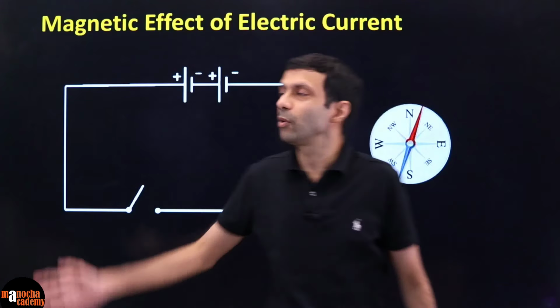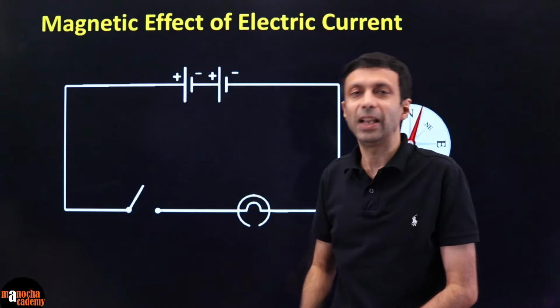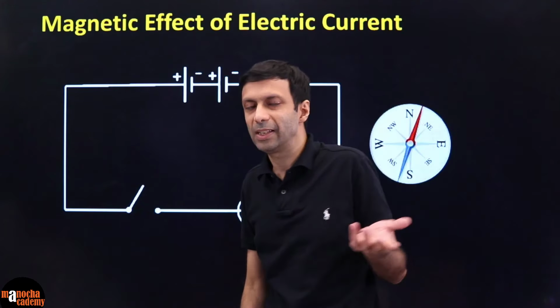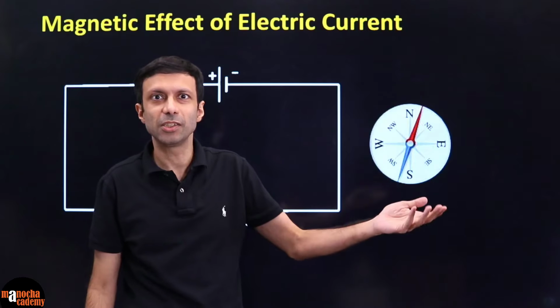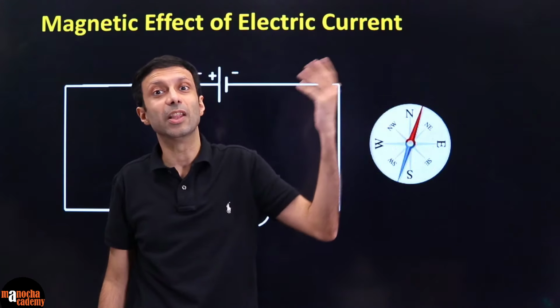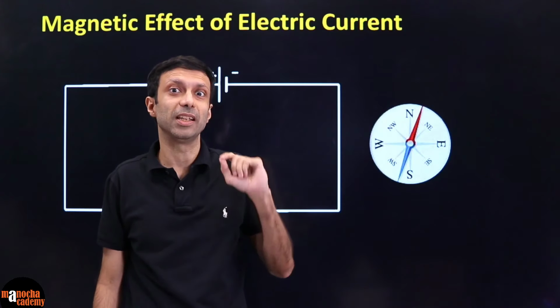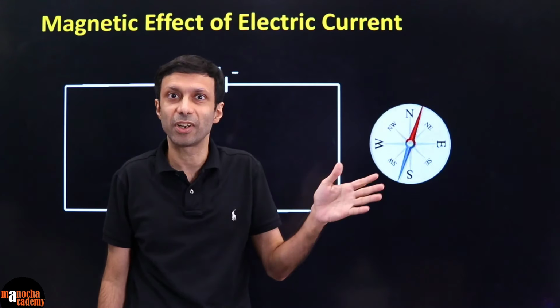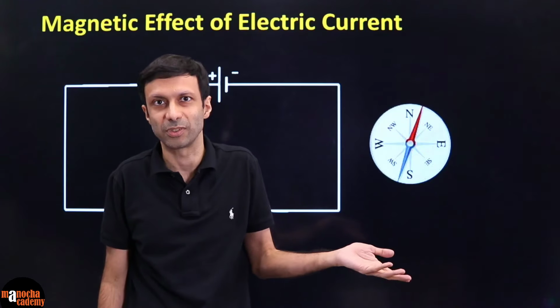So first, let's understand what is the magnetic effect of electric current. All of you know what electric current is? The flow of charge. Just like now in your house, electricity is flowing in the wires. We say the current that's flowing, we call it electric current, the flow of charge or electrons.